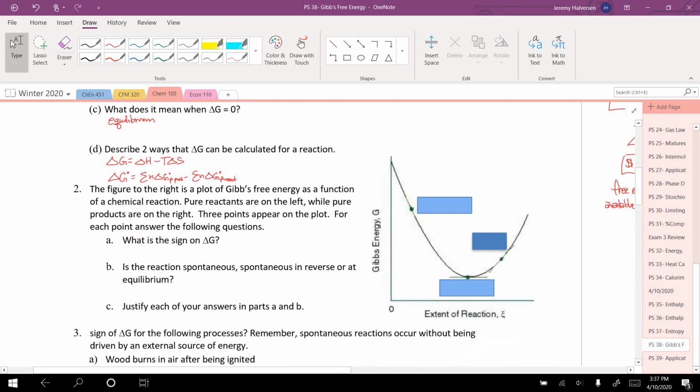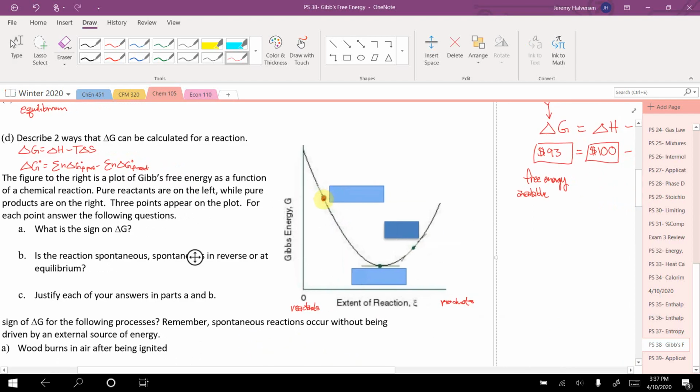Okay, the figure at the right is a plot of Gibbs free energy. So this is G. Keep in mind it's not delta G, it's just G as a function of a chemical reaction. Pure reactants on the left, pure products on the right. 3 points appear on the plot. For each point, answer the following questions. What is the sign of delta G?